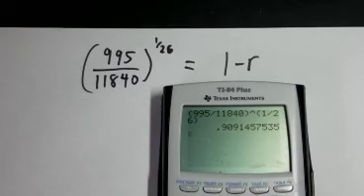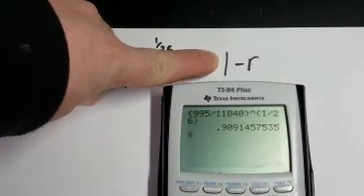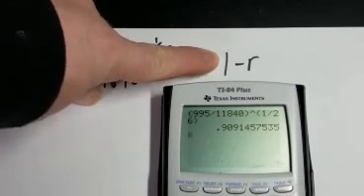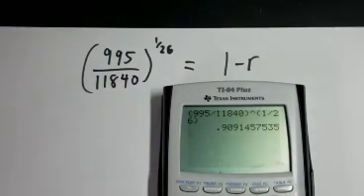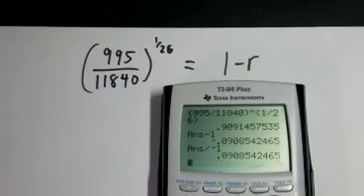Now, I'm going to write this on the piece of paper in a moment, but you still have to subtract 1 and then divide by -1 in order to get that r by itself. I'm just going to do that in the calculator here so you can see it in real time. Subtracting that 1, dividing by -1, that is my rate of decay. Let me write this on paper.